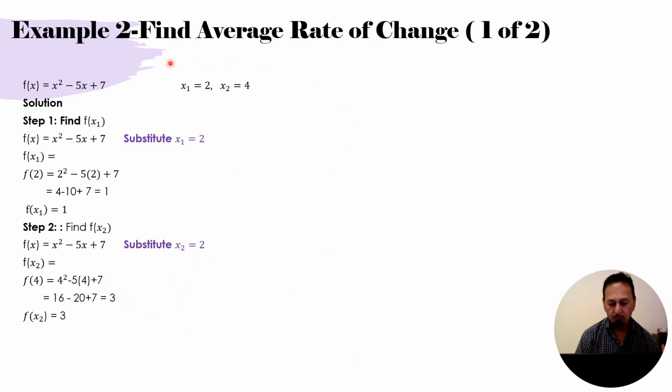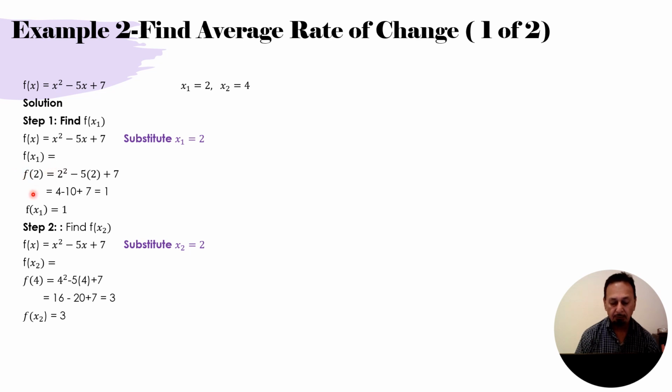Example 2. Find the average rate of change for the function f of x equals x squared minus 5x plus 7 from x1 equals 2 to x2 equals 4. Step 1, find f of x1. Let's write f of x equals x squared minus 5x plus 7. Now we substitute x1 equals 2.